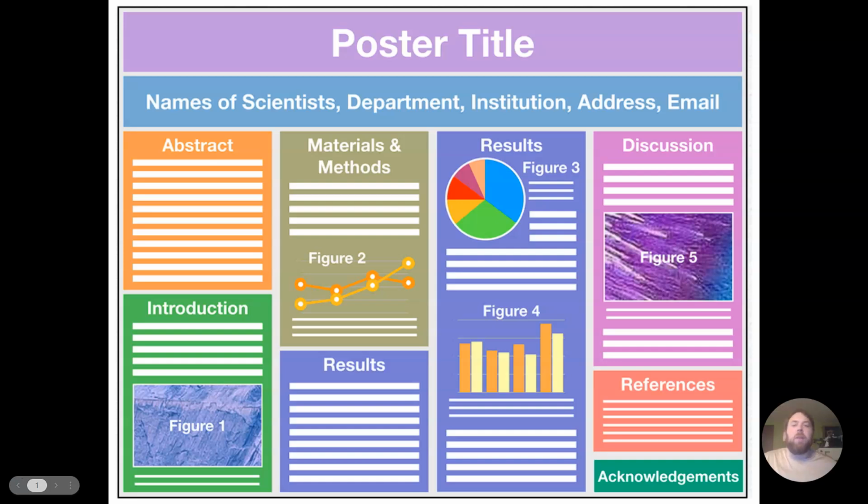Hi everyone, today I want to talk about how to create your scientific poster. Specifically, what are the parts to a scientific poster? This is indeed different than what you would expect in a scientific paper.